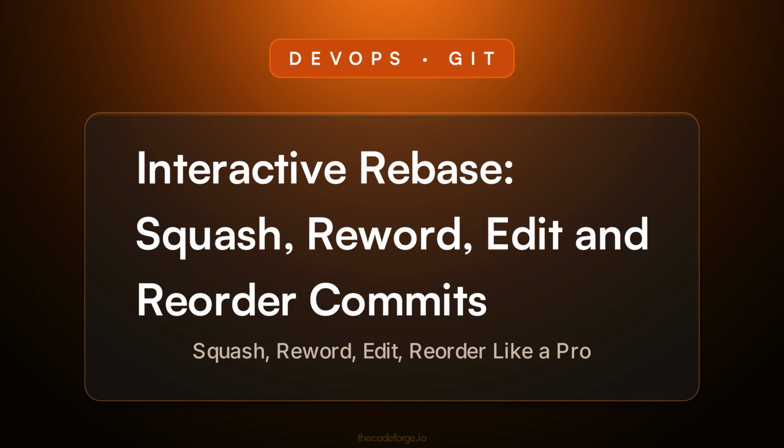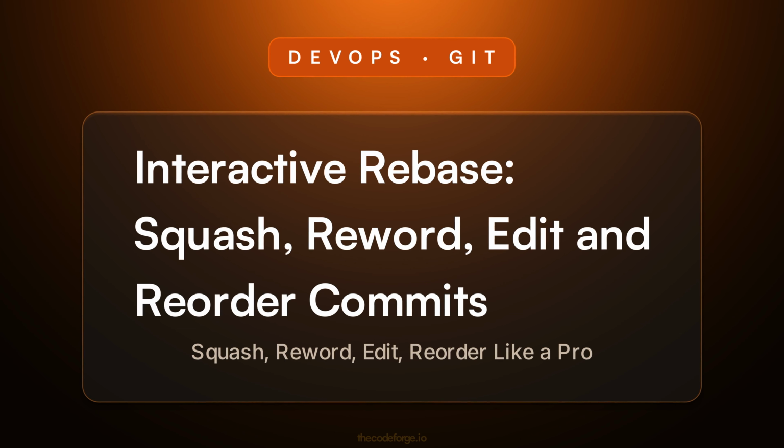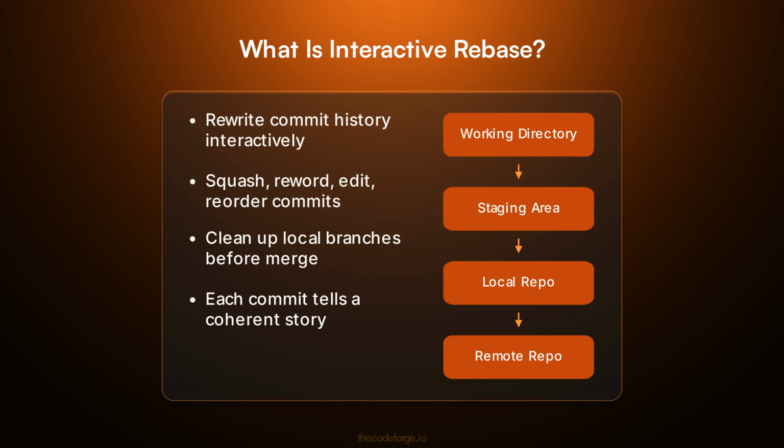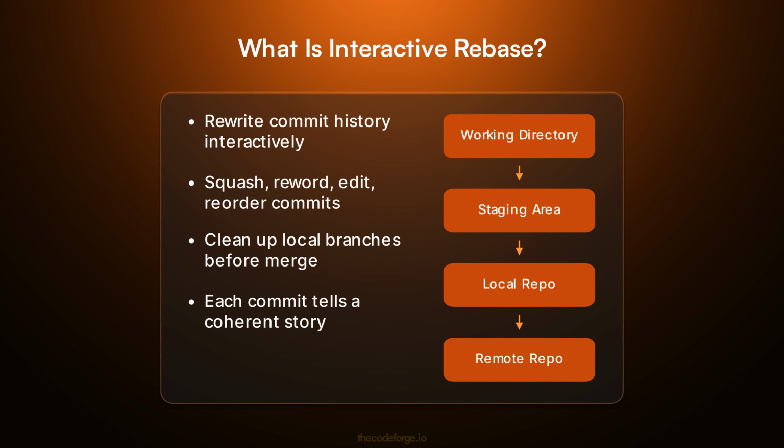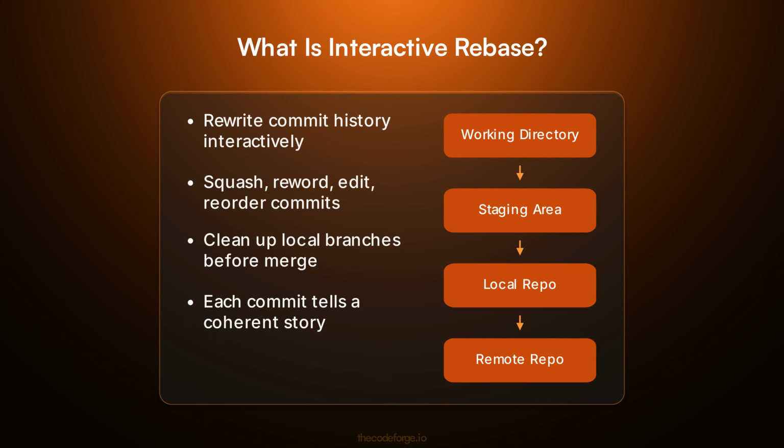Let's break down Interactive Rebase. Squash, reword, edit, and reorder commits, how it works, and the exact mistake behind that failure. Interactive Rebase lets you rewrite commit history by squashing, rewording, editing, or reordering commits. It's the power tool for cleaning up messy local branches before merging.